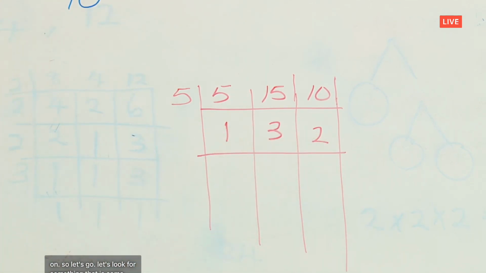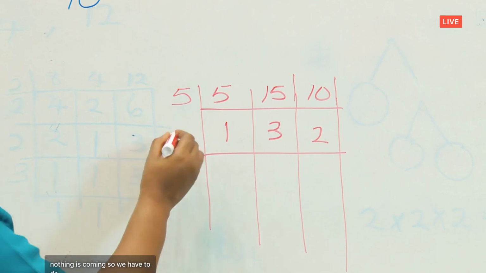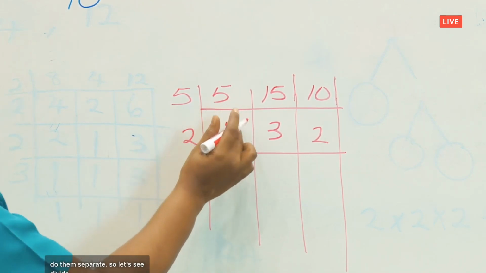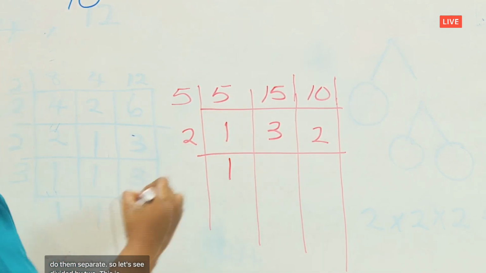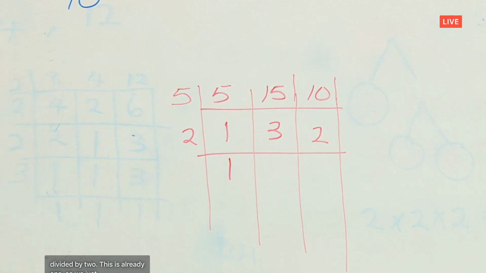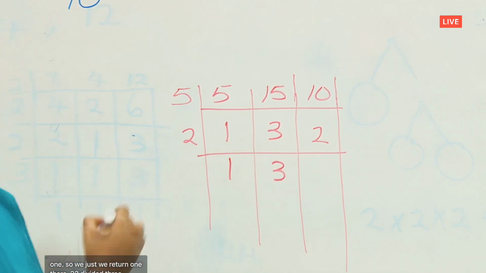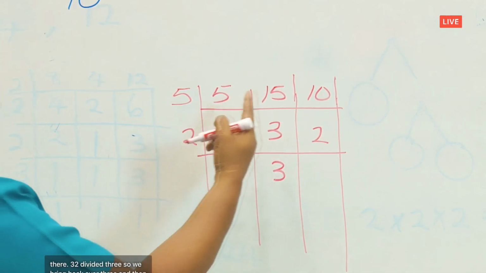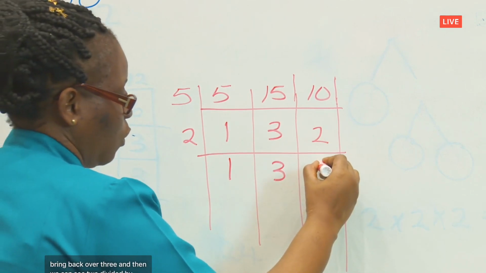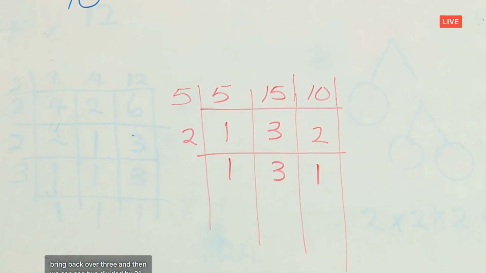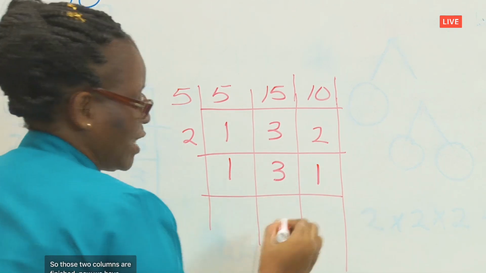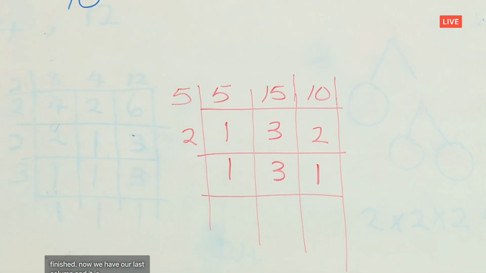So we realize we still have 2 columns to work on. So let's go. Let's look for something that is common. Nothing is common, so we'll have to do them separate. So let's say, divide by 2. This is already 1, so we just return the 1 there. 3, 2 cannot divide 3, so we bring back our 3. And then we can say 2 divided by 2, 1. So those 2 columns are finished.